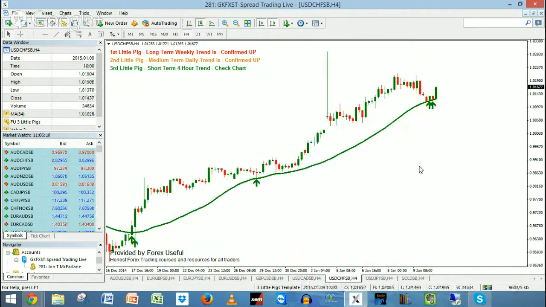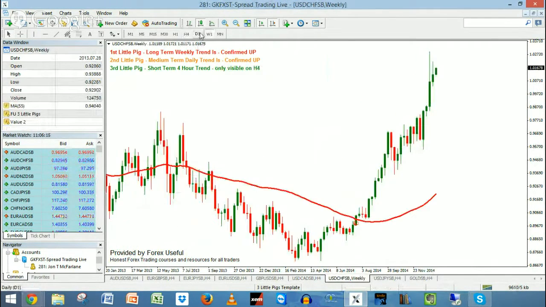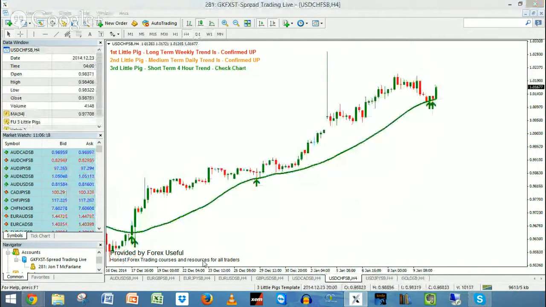USD Swiss, we're up and up. We're in uptrends here on the weekly, and on the daily, and on the 4-hour, we've got an entry from back here, and currently good for about 300 pips at these levels. So this is about 5 or 6 times the initial risk as well.